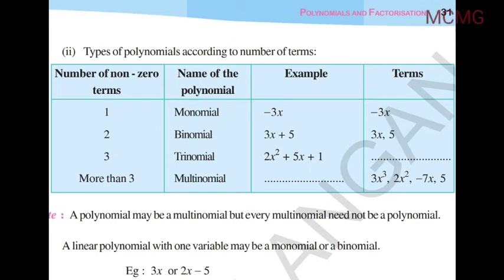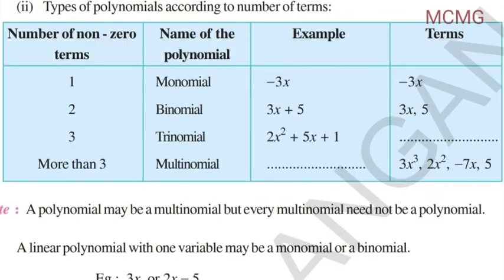If a polynomial consists of 3 terms, it is called a trinomial. If it consists of more than 3 terms, it is called a multinomial. We can observe the examples on the screen. In the example of a multinomial, what are the terms? 3x cube, 2x square, minus 7x, 5. So it consists of 4 terms, so it is a multinomial.